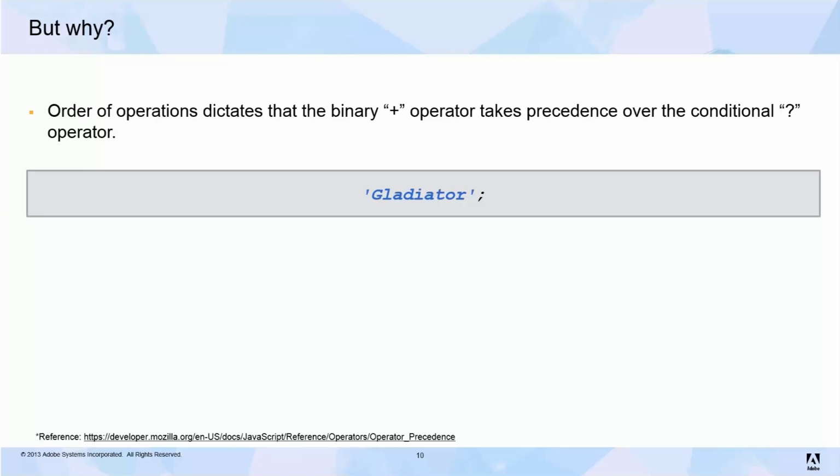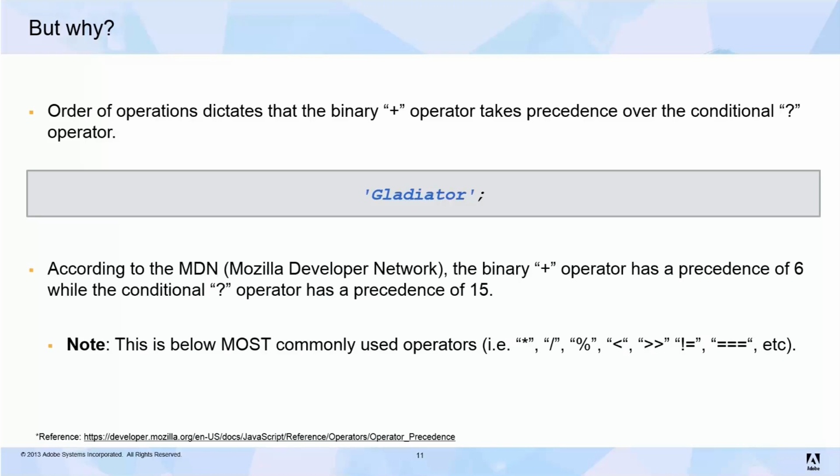So according to the MDN, the plus operator has precedence of a 6, while the conditional ternary operator has a precedence of 15. So not only is the ternary operator low, it's actually below most of the very common operators. So if you're using the ternary operator, you need to be aware of this. It's below the multiplication, mod, greater than, equal than, equality, even bit shift.